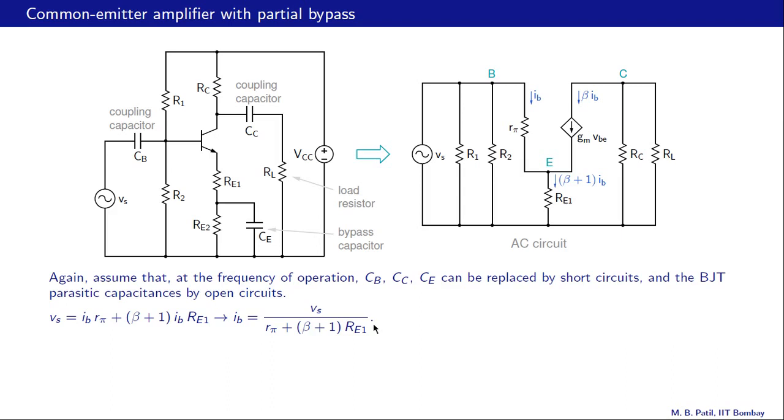Let us write an equation for the source voltage Vs, that is equal to this voltage drop plus that voltage drop. This is r pi times IB, and that is RE1 times (beta plus 1) IB, which is the same as the emitter current. So we have Vs equal to IB times r pi plus (beta plus 1) IB times RE1, and that gives us IB.